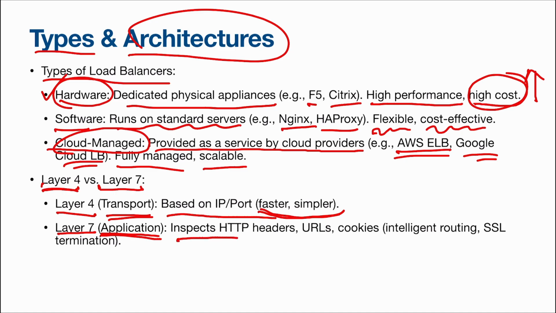For example, we can inspect HTTP headers, URLs, cookies, etc. We can also take care of SSL termination and intelligent routing using application level load balancing. So if we want a simple strategy and we need faster performance, then go with layer 4 at the transport level. And at the application level, generally the load balancing is required when the load balancing logic itself can be pretty complicated, which we can't implement easily in layer 4.